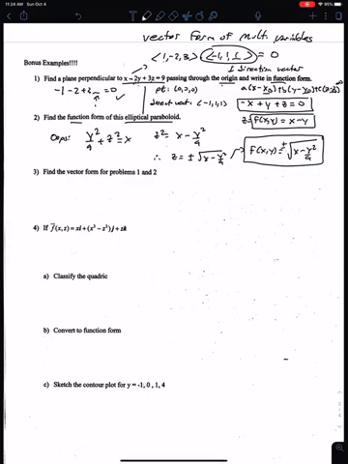Now we want to find the vector form for problems number 1 and 2. So for number 1, remember we were given f of x y equals x minus y. To write this in vector form, remember we would normally use t, but now in multiple variables we use u and v. So I'm going to go back to my original, which was negative x plus y plus z equal to 0. So I'm going to solve for z here. So I could have z equals x minus y.